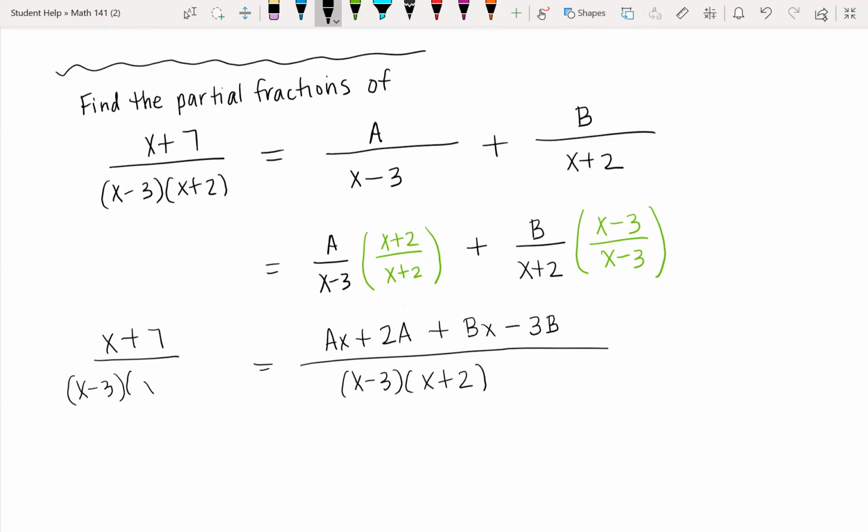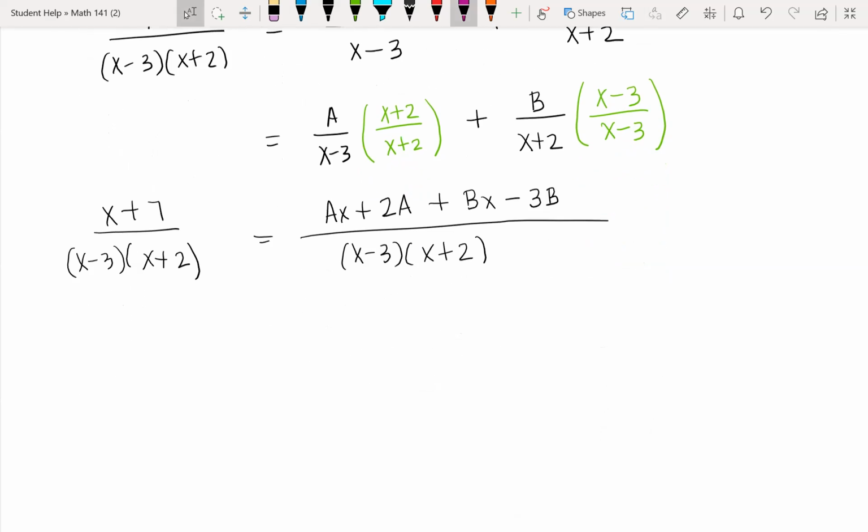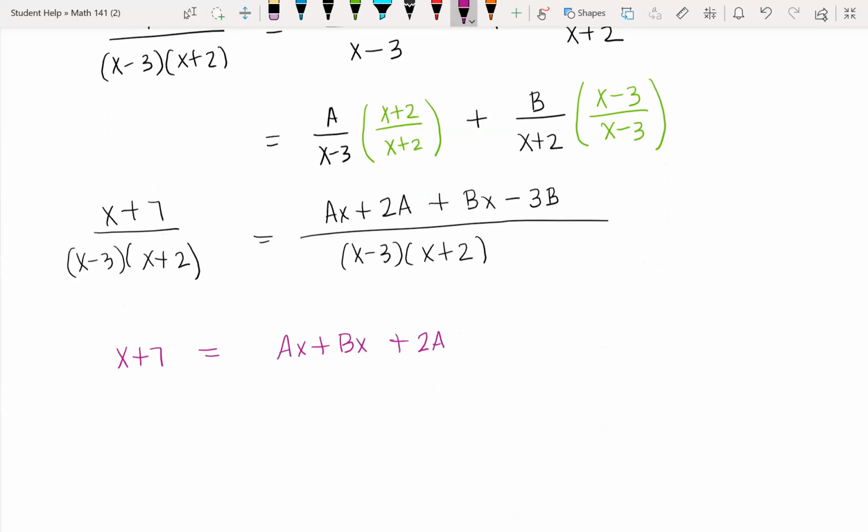Now, because the denominators of both sides of this equation are the same, I don't need to worry about them anymore. I'm trying to figure out what the value of a and b are, and really all I need to do is look at the two numerators. So I'm going to now just focus on the numerators. X plus 7 is equal to, I'm going to put ax, I'm going to put the two x's together, and then I've got 2a minus 3b.